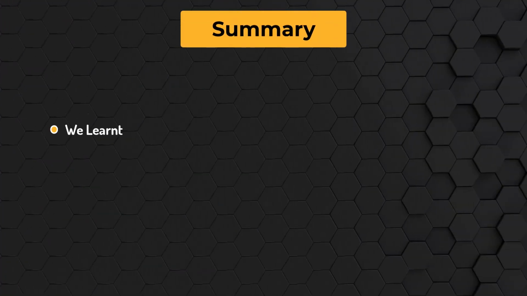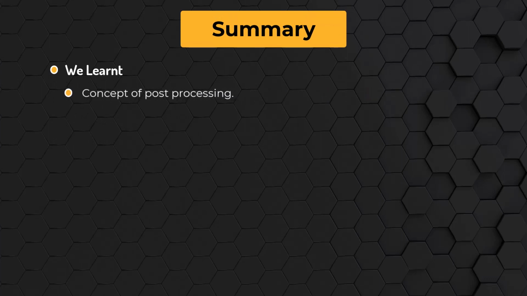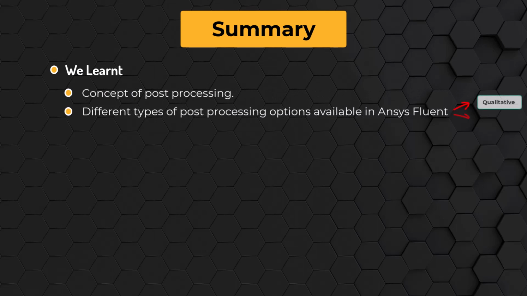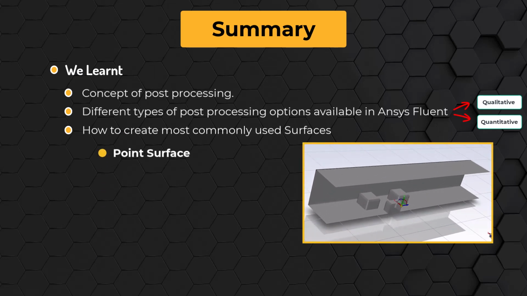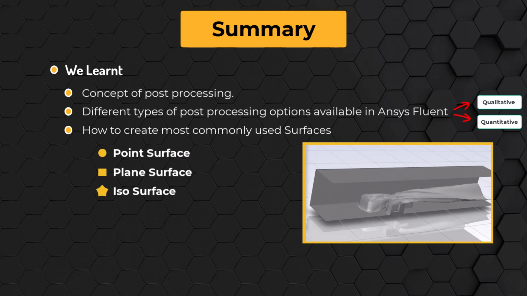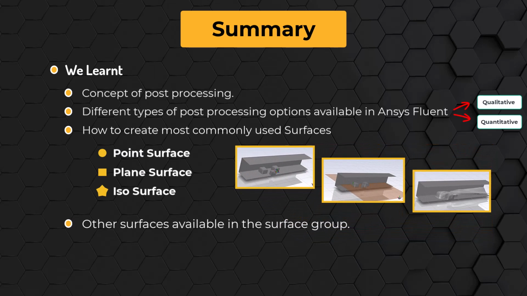Let's summarize what we learned in this lesson. We understood the concept of post-processing and the different types of post-processing options possible in Ansys Fluent. Next, we learned in detail about how to create three most commonly used surfaces, namely point surface, plane surface and isosurface. Then, we briefly discussed the other surfaces that are available in the Surface group of the Results tab for post-processing. Finally, we learned about the various options available under the Manage option of the Surface group. With that, let's wrap up the lesson.